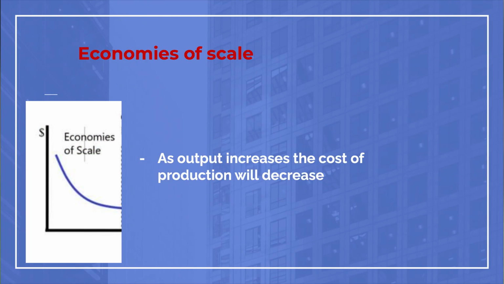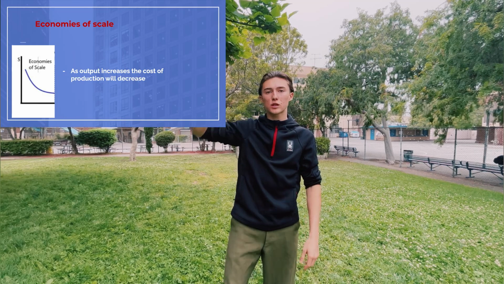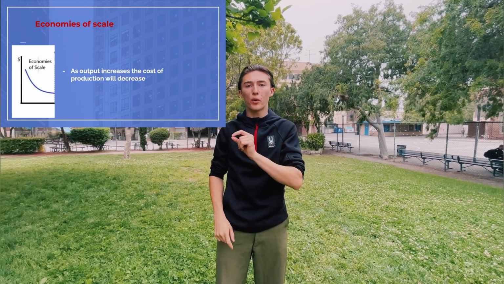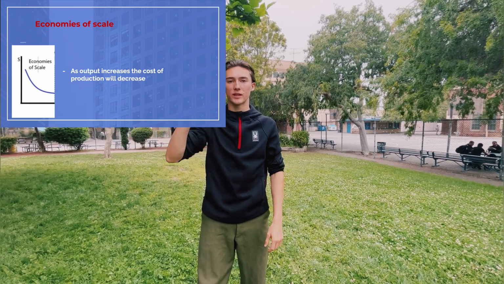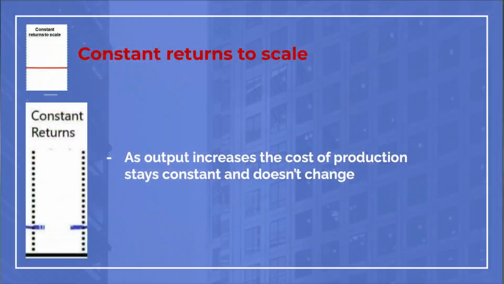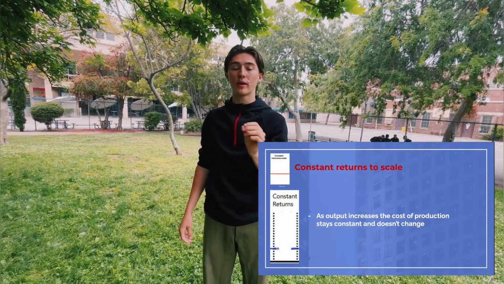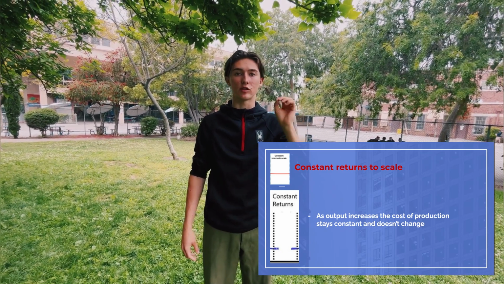With this graph here, you see economies of scale. What that means is that the downward sloping graph represents output increasing along the x-axis as the cost of production decreases along the y-axis. Towards the bottom of the graph, you see this straight line where the graph begins to plateau. What this shows you is that as output increases, the cost of production stays exactly the same. There's no change. This is called constant returns to scale.